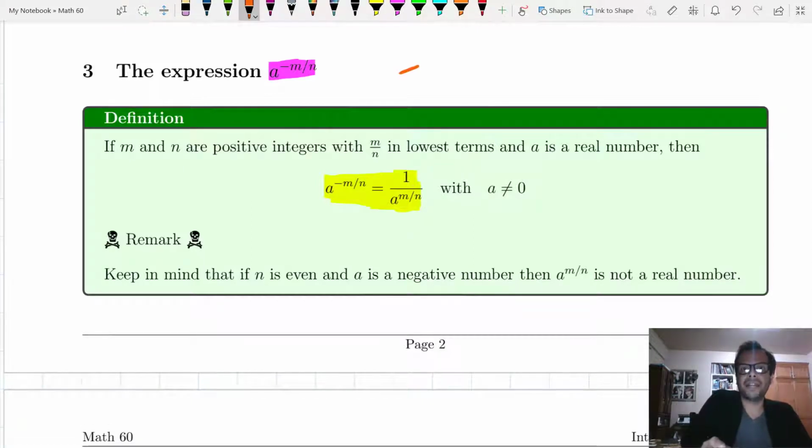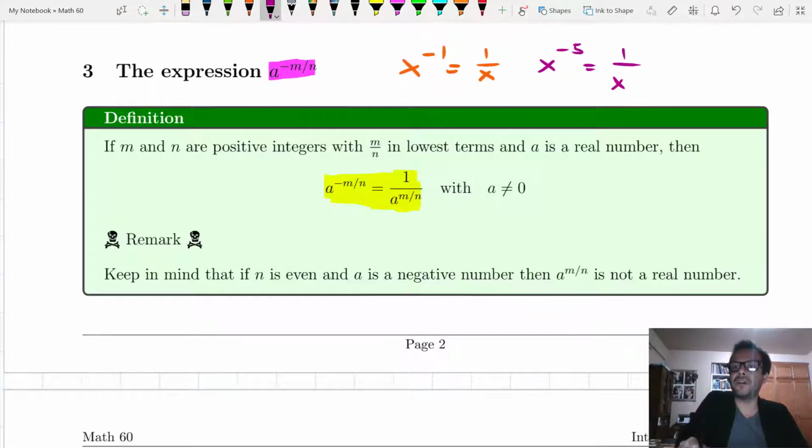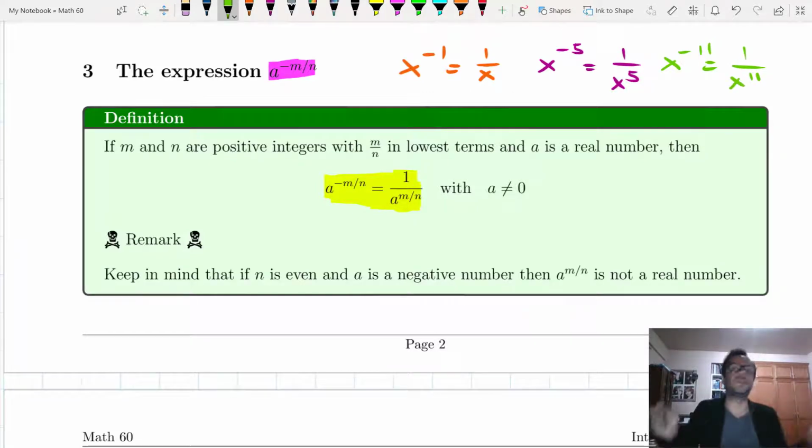Every time you have x to the negative 1 power, it equals 1 over x, right? Or, as another example, maybe x to the negative 5. It's the same as saying 1 over x to the positive 5, right? Or let me make something up again: x to the negative 11 equals 1 over x to the 11th power. So different examples, different ways.